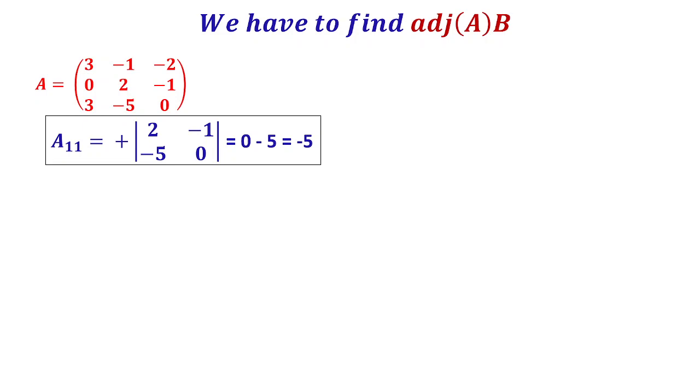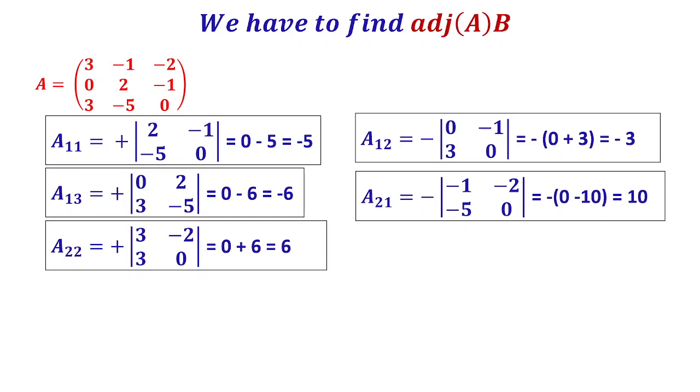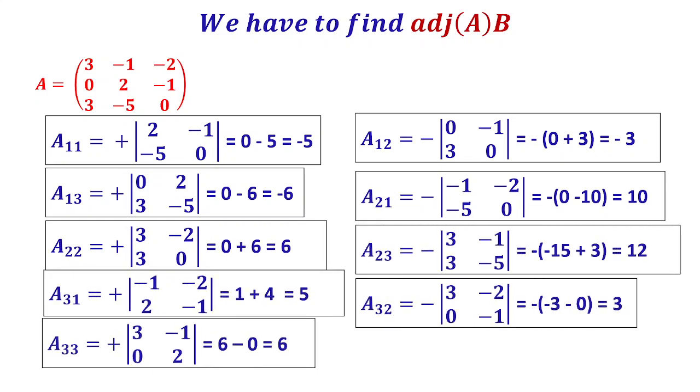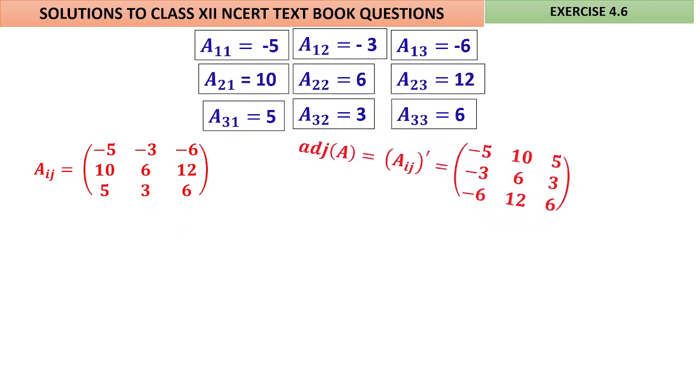A11 is plus sign multiplied by a 2 cross 2 determinant obtained by removing the first row and the first column. Similarly, I am finding A12, A13, A21, A22, A23, A31, A32 and A33. Already we have discussed in the previous videos how to do it. Let us go back to the values now. These values are Aij.